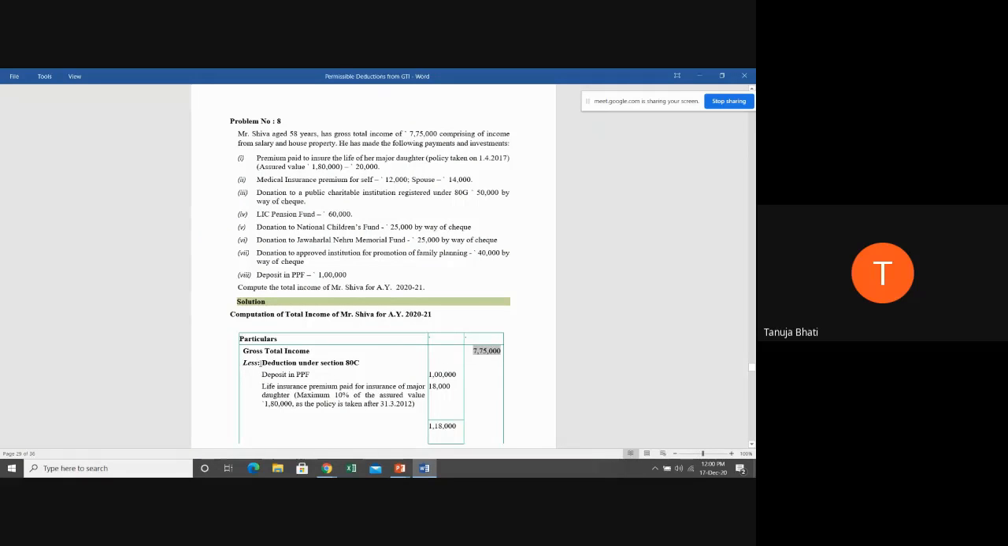Less deduction. So deductions we will start from section 80C. So you all told me deposit in PPF is falling under section 80C. So we have taken 1 lakh as it is. Life insurance premium paid for insurance of major daughter. So we have to take only 10% of assured value or premium paid, whichever is lower. So we have taken 18,000. So total deduction under section 80C is coming to 1,18,000.